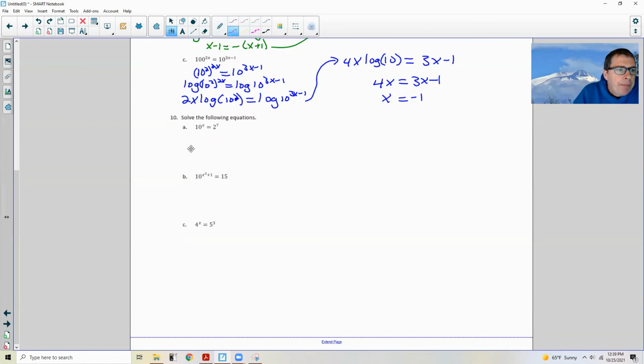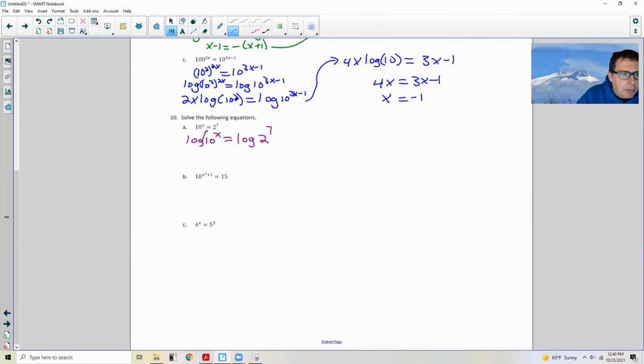All right, number 10. Solve the following equations. So we have 10 to the power of x equals 2 to the 7th. We have an exponential equal to a value that we know, 2 to the 7th power. Now don't go and say 2 times 2 is 4 times 2 is 8, 16, 32, 64, 128. Do not change 2 to the 7th to 128. Leave it 2 to the 7th, and we're going to take the log of both sides. So the log of 10 to the power of x equals the log of 2 to the 7th power.